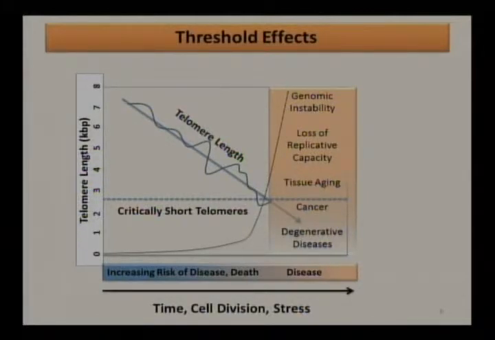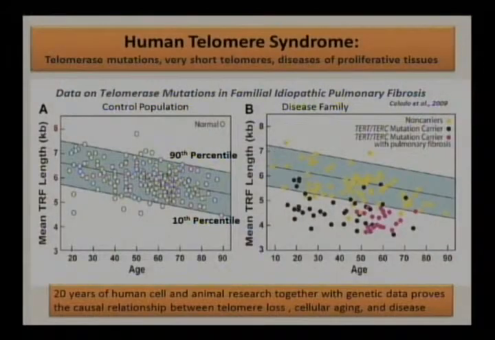And what's emerging is that the rate of loss of telomere length, or the increase in percentage of short telomeres, may be more predictive of your health status or disease risk than just a baseline measurement. So the field is moving in that direction. I'm going to skip over describing this slide.